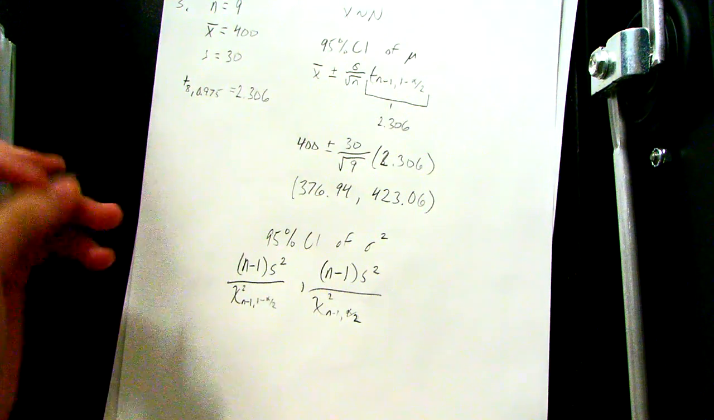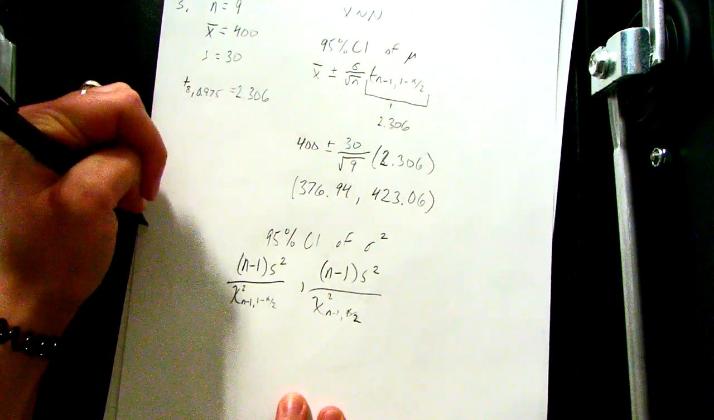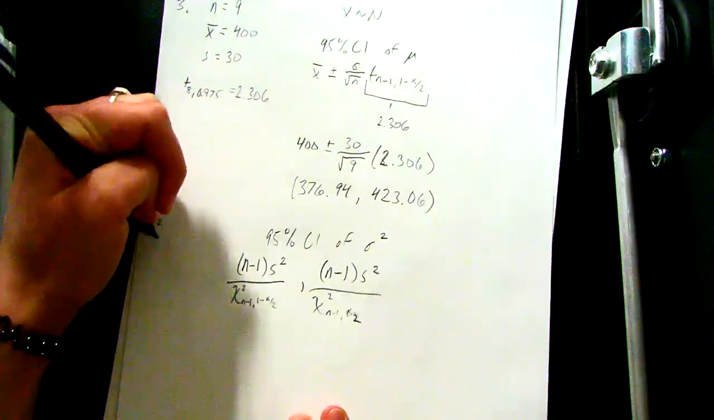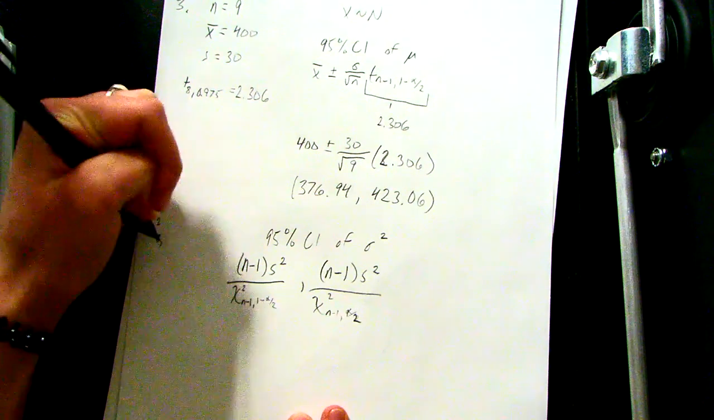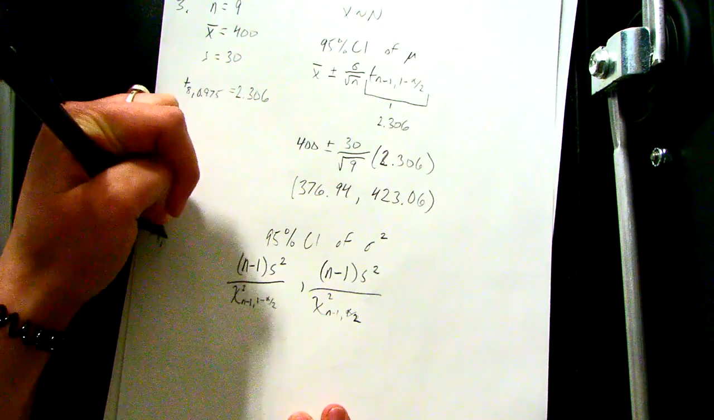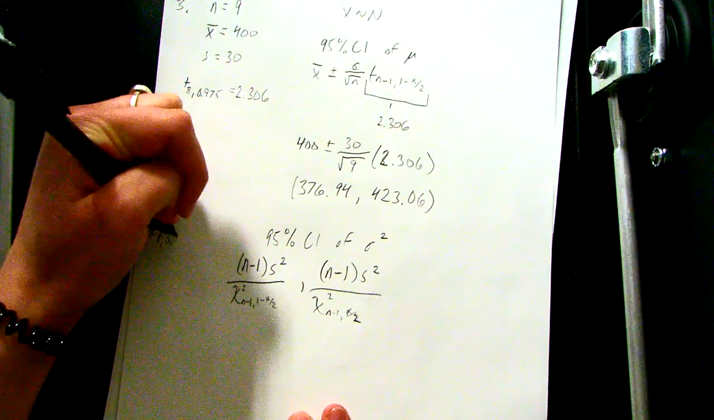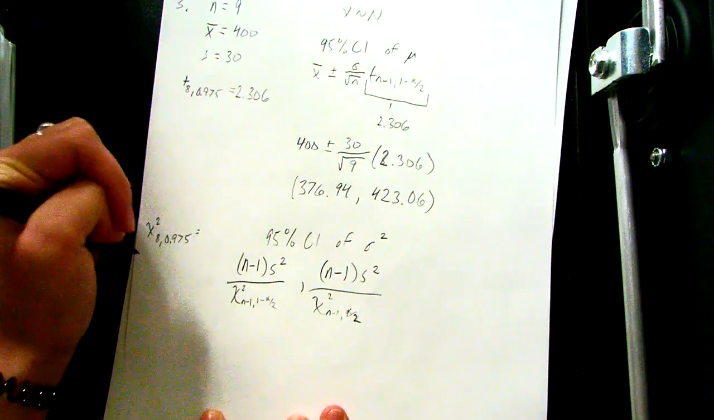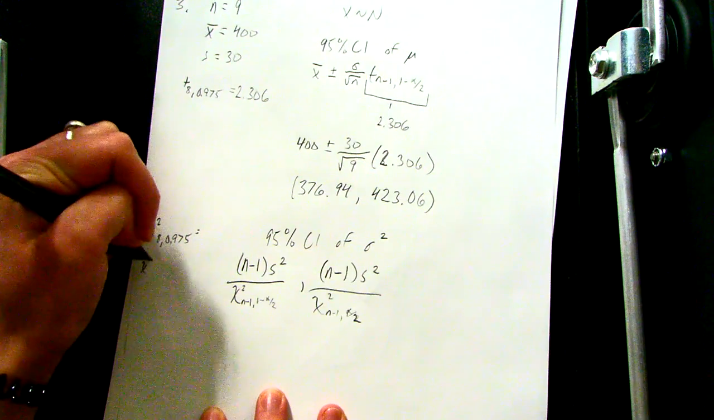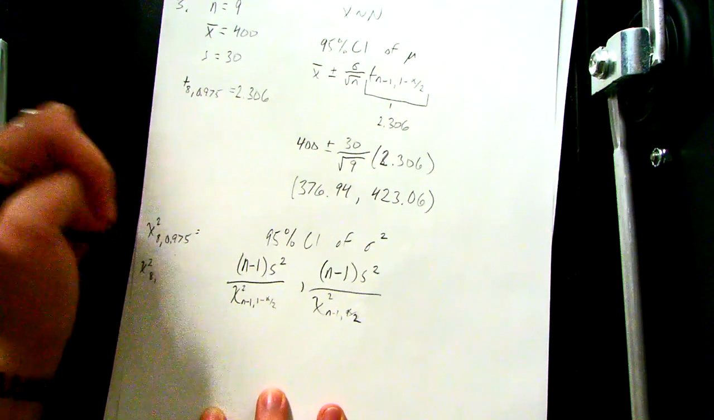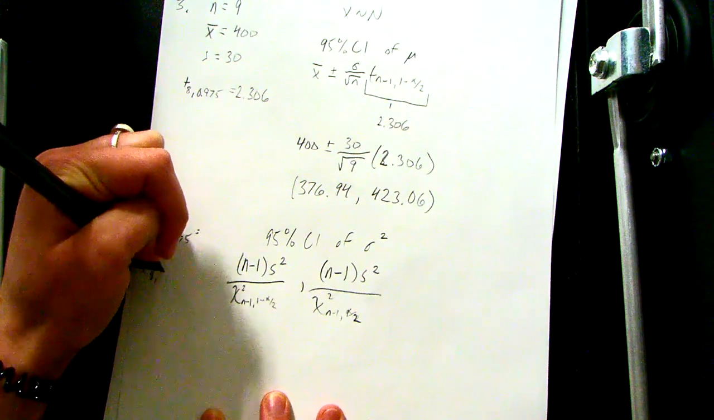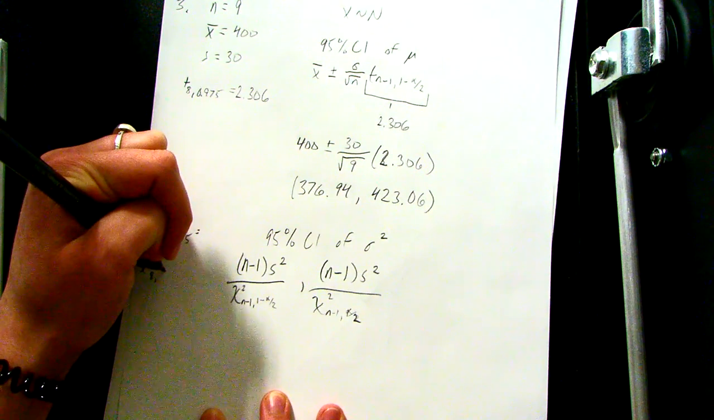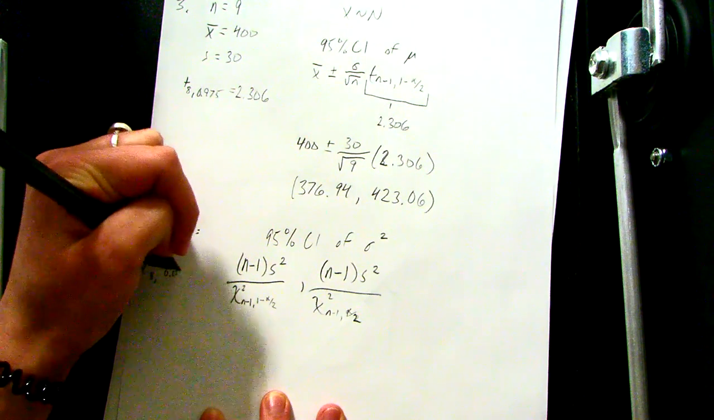And on the lower limit, we do chi-squared, degrees of freedom, again, is 8. And 1 minus alpha over 2 is 0.975 for our lower limit side of the formula. And for our upper, it's again 8 degrees of freedom, but it's just alpha over 2, which is 0.025.